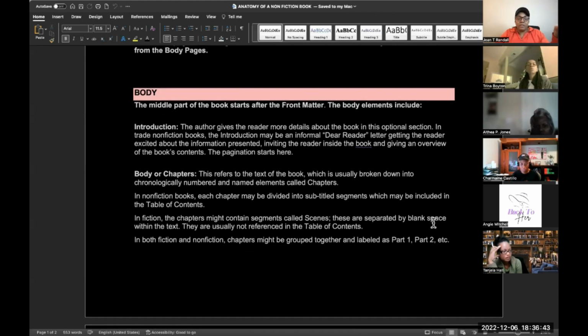Body or chapters, and this refers to all of the book, right? So we have a specific structure that I created: the hook, the body, the resolution, and the conclusion. Everything in those chapters is considered the body or the chapters. If you're doing a workbook, I love to use the word pillars, right?